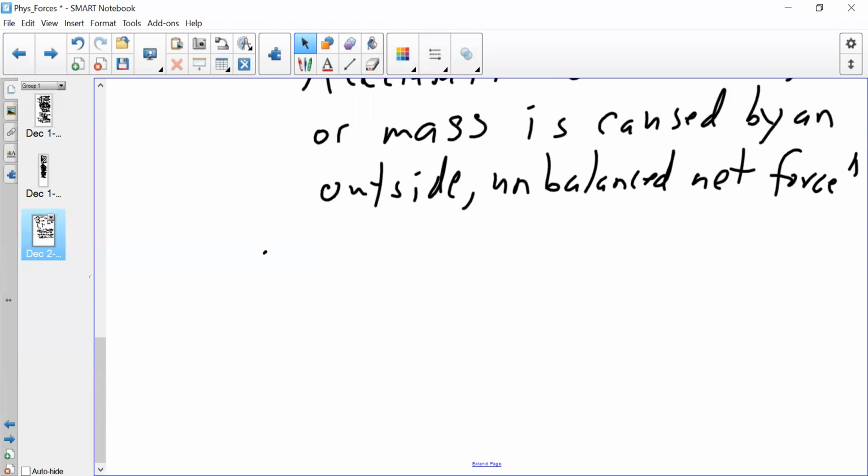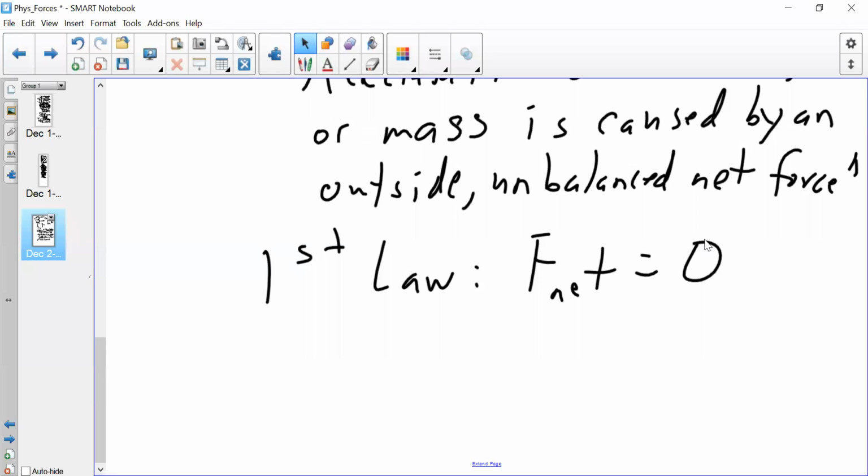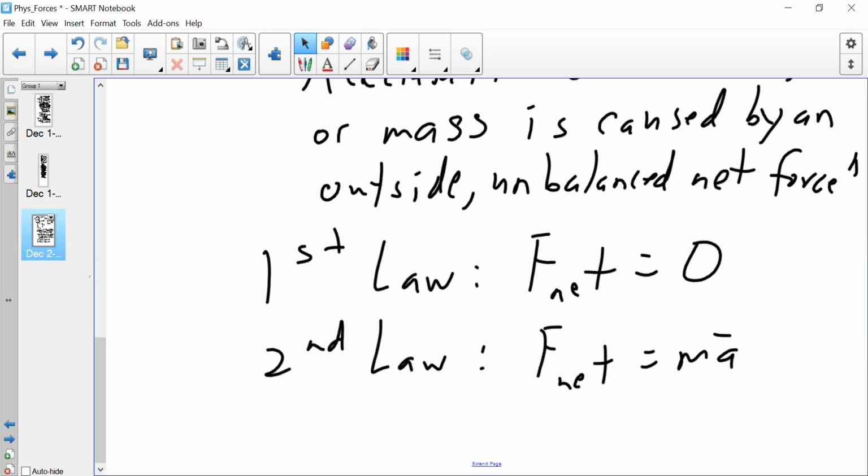So to summarize in equation form, F net equals 0 for the first law, and for the second law, F net equals m a. And we know that acceleration is a vector. It has a magnitude and a direction, and that's equal to force, which is also a vector. So force depends on the acceleration. If there's an acceleration in the system, then we'll have an actual unbalanced net force.